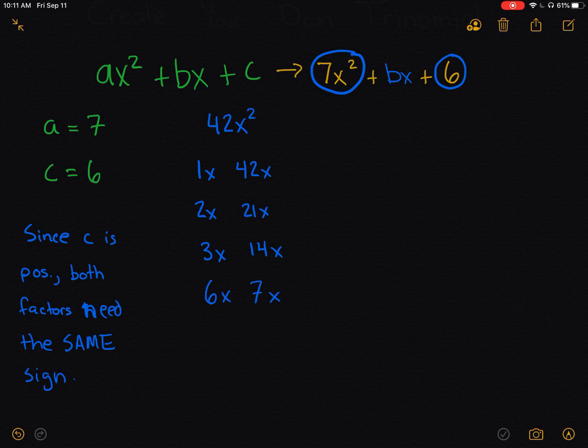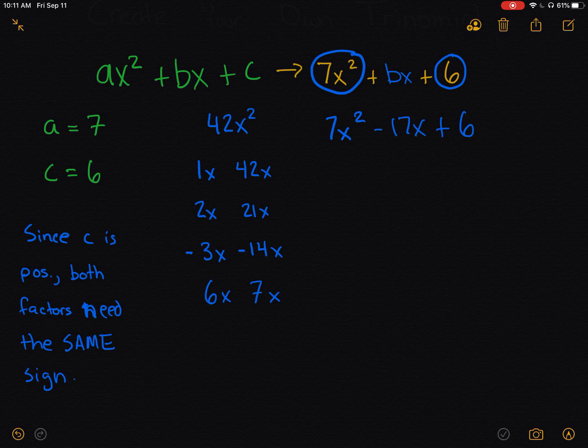I would say we want to choose 3x and 14x, but we want to make them negative to have a spicier problem. So we got negative 3x and negative 14x. So we can rewrite our trinomial to be 7x squared, and negative 3x plus negative 14x is going to be negative 17x, plus 6. And so that's one trinomial that you can make.